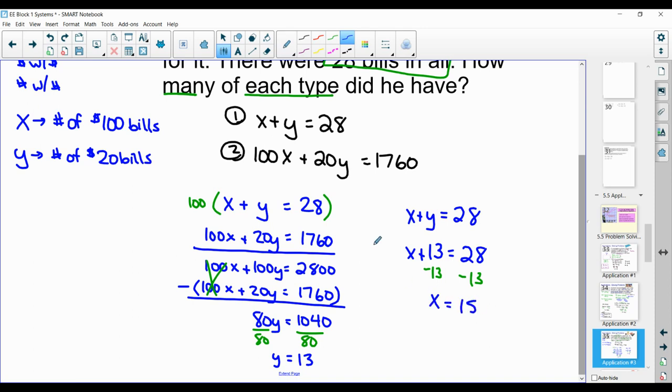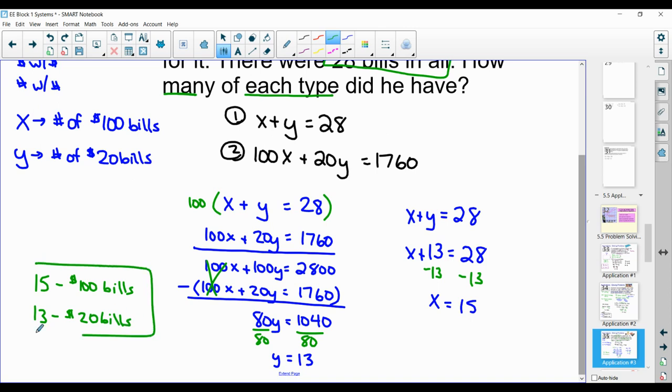Now again, it's always good to go back and double check. 13 plus 15 is 28. 100 times 15 plus 20 times 13 is 1,760. So I know I'm correct. All right, so there's my values. My final answer then, I'm going to have 15 $100 bills. And I'm going to have 13 $20 bills. At this point, because you've already identified your variables, you could also just write that x equals 15 and y equals 13, and that would be fine.